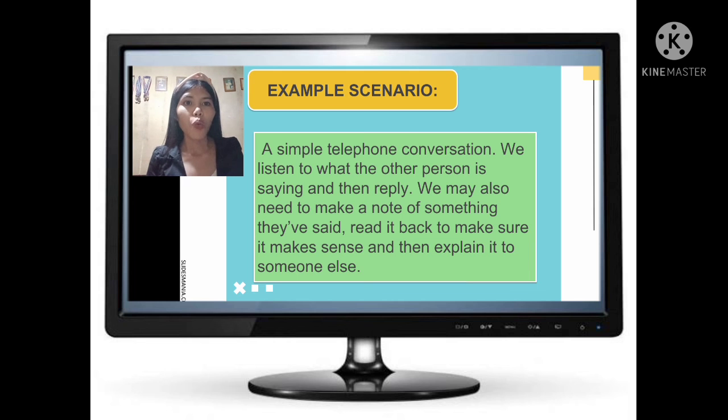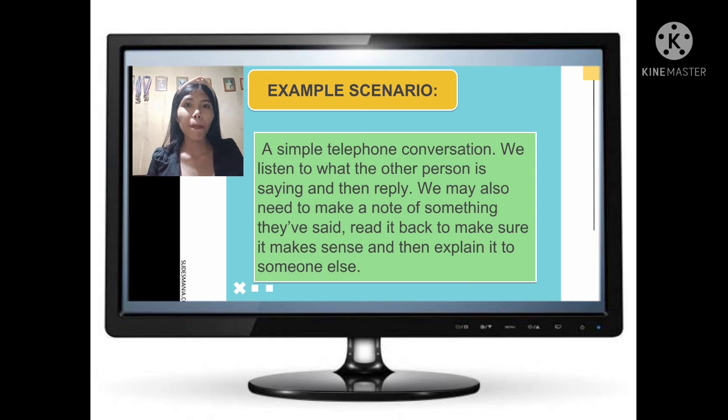Okay? So, when we listen to a person saying and then reply, that applies listening. And when we reply, that applies speaking, of course. Then we may also need to make a note of something they've said. So when making a note, it refers to writing. And when we read it back to make sure it makes sense and then explain it to someone else, this involves reading. Okay? So it is clear that the 4 literacy skills, reading, writing, listening, and speaking, are being applied to a certain activity.